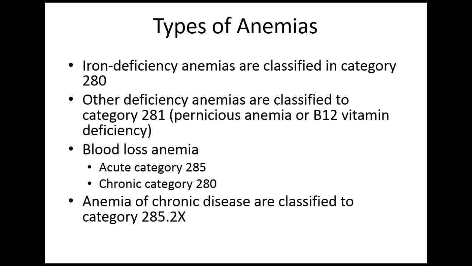Iron deficiency anemias may be due to chronic blood loss, coded 280.0, from conditions such as chronic hemorrhagic gastrointestinal conditions or menorrhagia, or to inadequate intake of dietary iron, coded to 280.1. Iron deficiency anemias are classified in category 280. If the cause is unspecified, code 280.9 is assigned. Other deficiency anemias are coded to category 281, with a fourth digit indicating the specific type of deficiency, such as pernicious anemia or B12 vitamin deficiency.